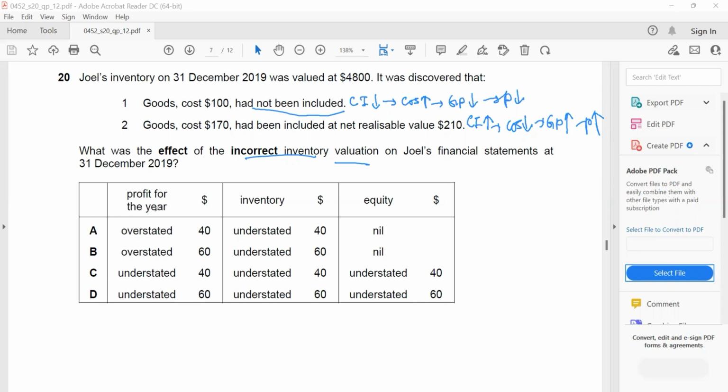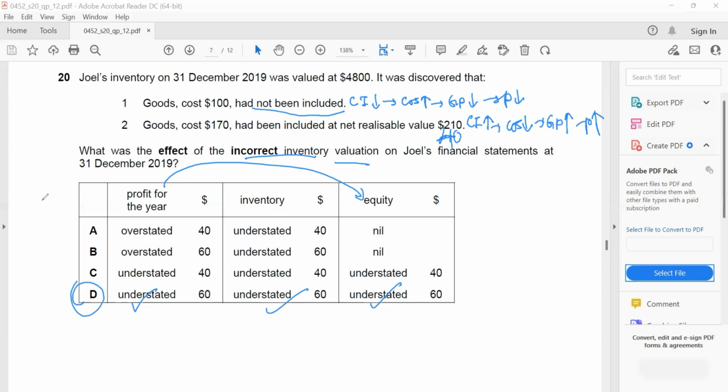So the profit for the year, this is profit for the year. So the differences: this one is 40, two differences. So understated 100, overstated 40. So the net difference is an understatement by 60. And then next is inventory. Inventory understated 100, overstated 40. At the end also understated by 60. The equity, profit understated, equity will be understated because this is directly linked to the equity. So this should be understated. So the answer should be D.